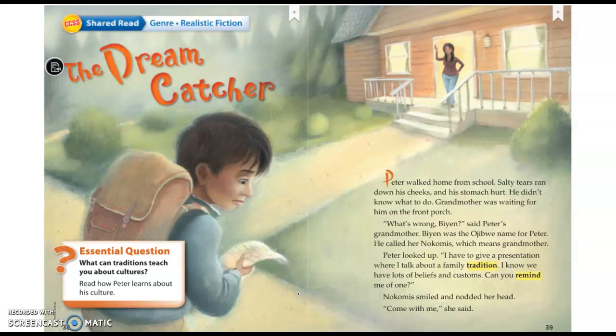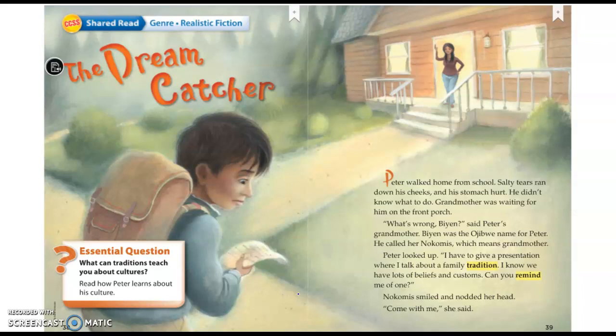Peter walked home from school. Salty tears ran down his cheeks, and his stomach hurt. He didn't know what to do. Grandmother was waiting for him on their front porch. "What's wrong, Bayen?" said Peter's grandmother. Bayen was the Ojibwe name for Peter. He called her Nokomis, which means grandmother.